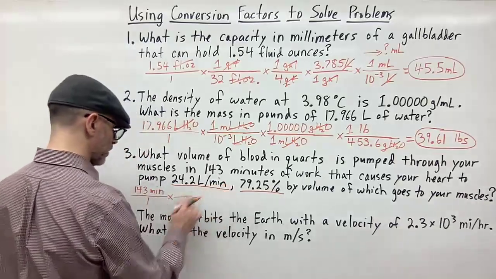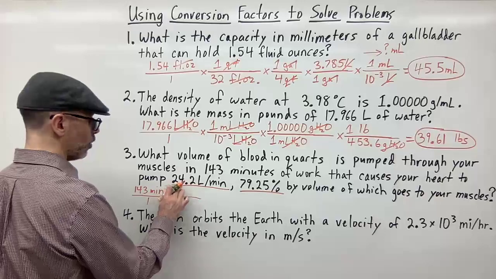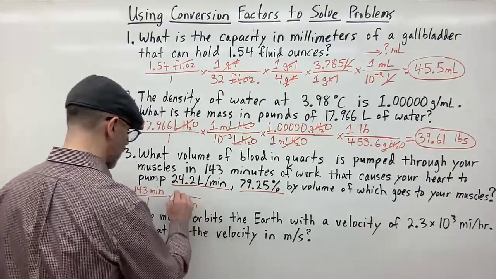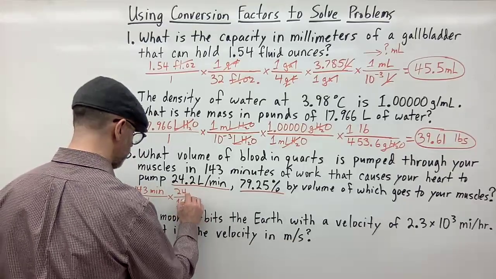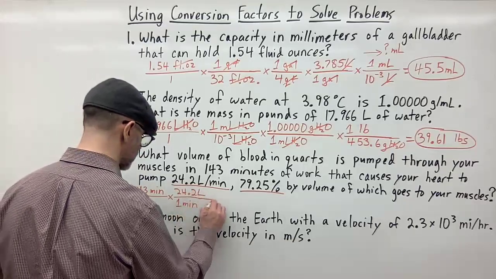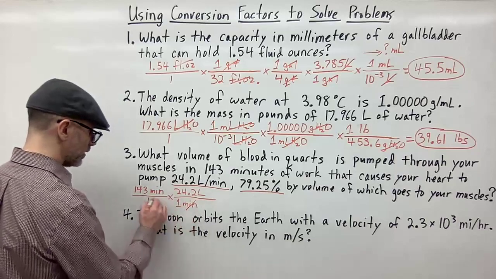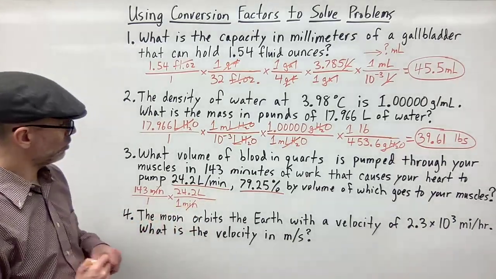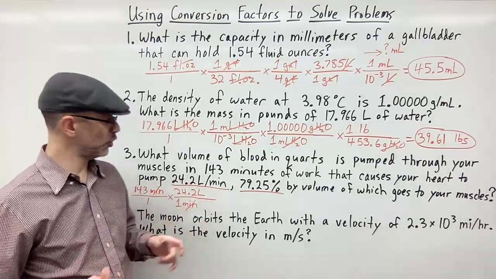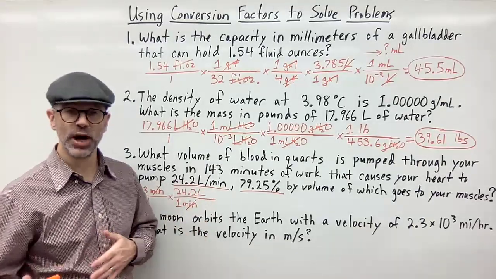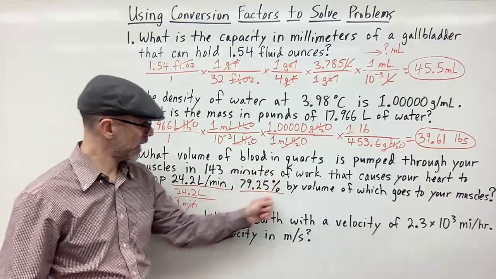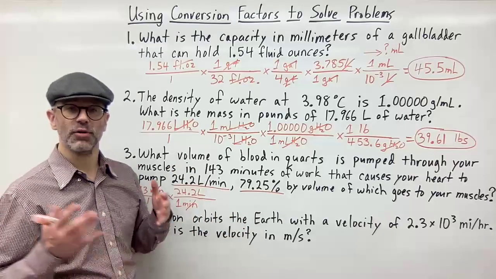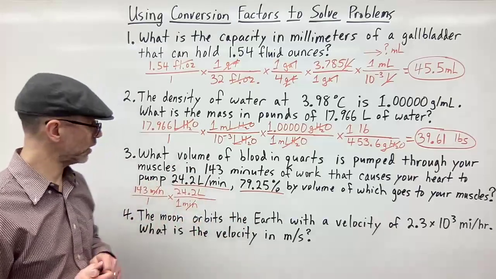So 1 minute is equal to 24.2 liters. So we're going to put 1 minute on the bottom, 24.2 liters on top. So minutes cancels out. So we have liters now. Now we have a couple of things we could do. We could convert liters to quarts right away and then use the percentage to convert from quarts of blood through the heart to quarts of blood to the muscles.